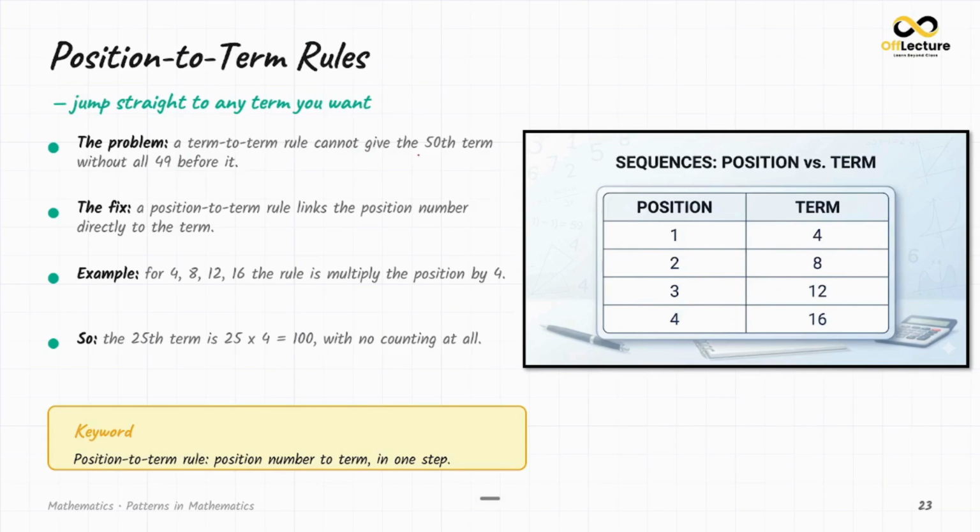The term to term rule cannot give you the 50th term without all 49 before it, because the term to term rule just gives you the next term from the current term. A position to term rule links the position number directly to the term. For example, when we were talking about 4, 8, 12, 16, the rule is to multiply the position with 4. So the 25th term will be 25 times 4, that's 100. And the 50th term will be 50 multiplied by 4, that is 200. So position number to term is giving you the answer in one step.